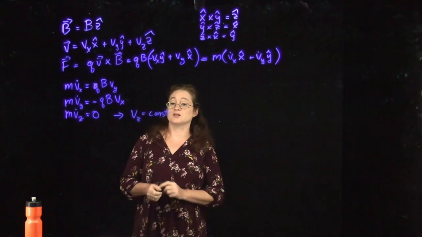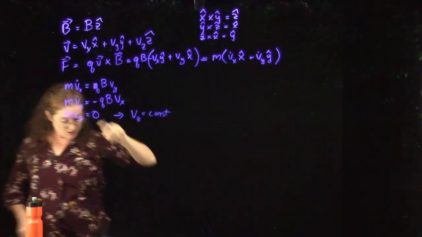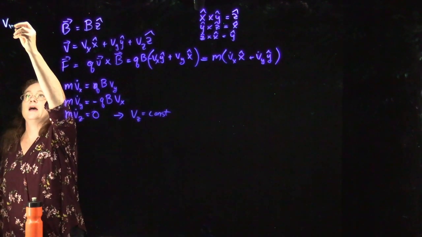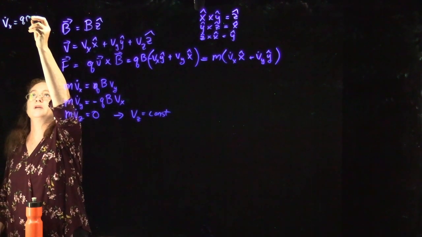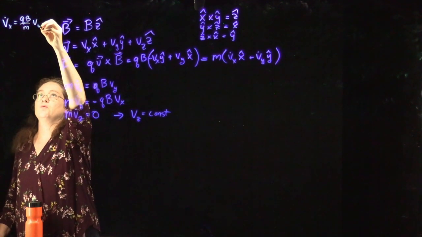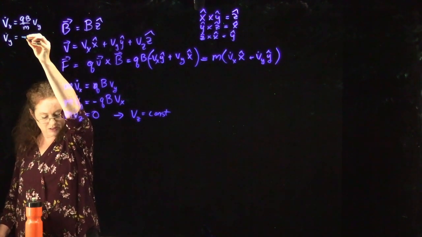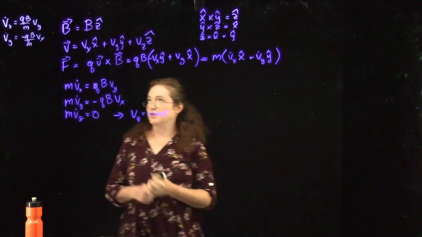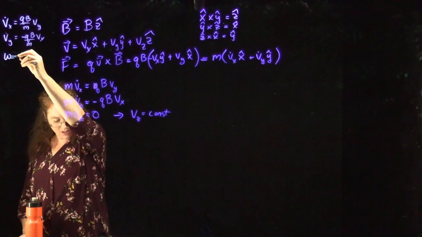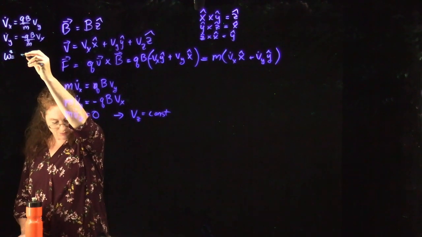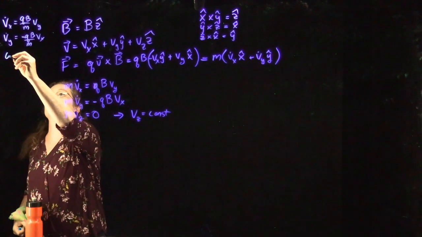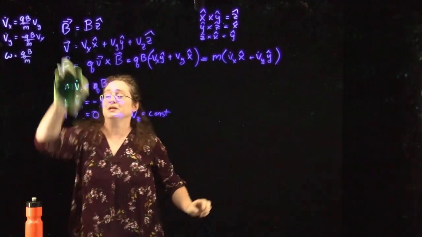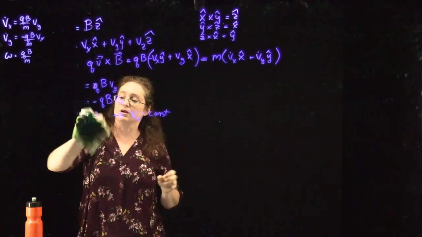And I'm going to do two different ways to solve the equation. So what I'm going to do here is first of all rearrange it a little bit, and I'm going to write vx dot equals qb over m vy, and vy dot equals negative qb over m vx. And I'm putting them up there, and we are going to then define omega equals qb over m. We're going to call it omega suggestively, because it will turn out to be motion in a circle, but we're going to show that.